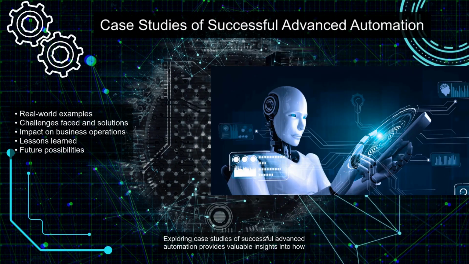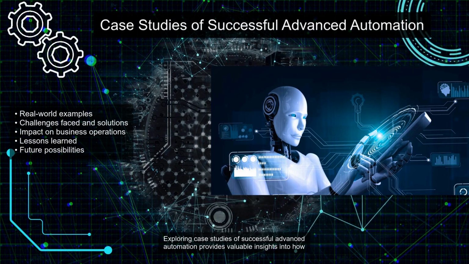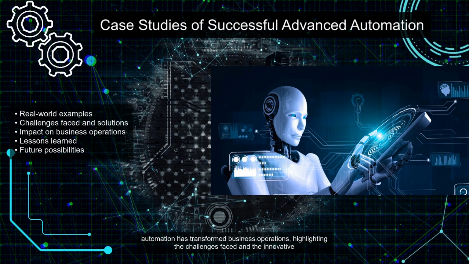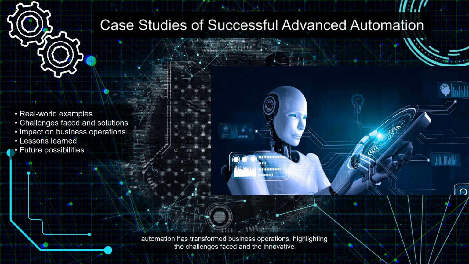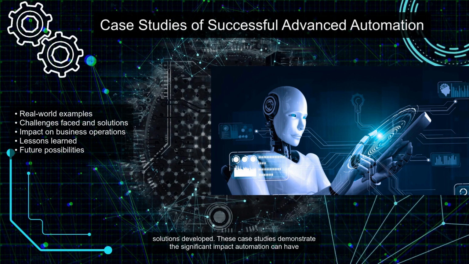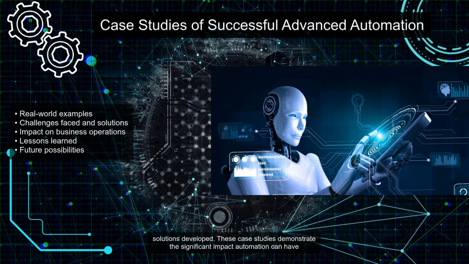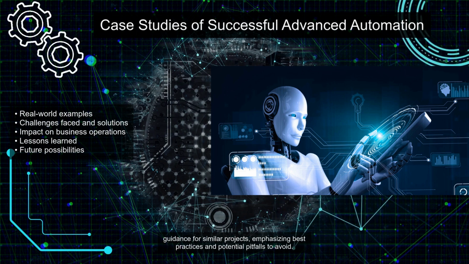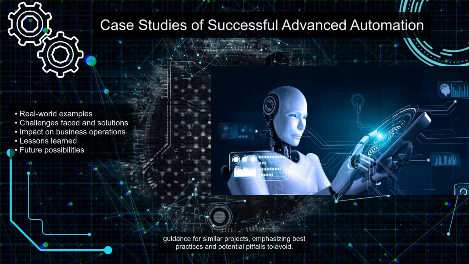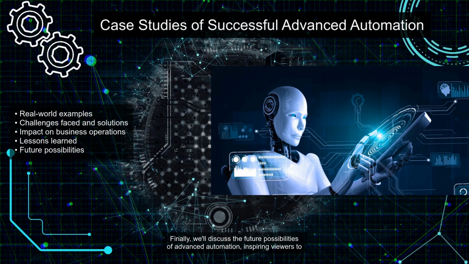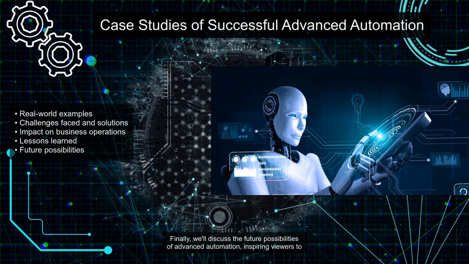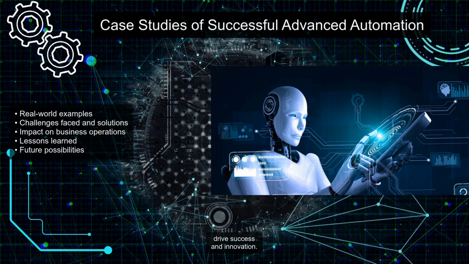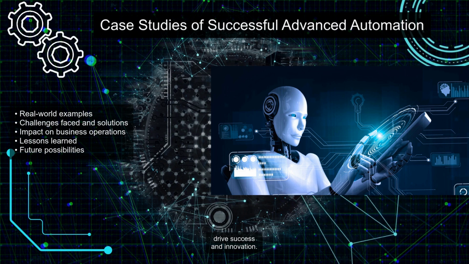Exploring case studies of successful advanced automation provides valuable insights into how Manus AI can be effectively implemented. We'll examine real-world examples where AI automation has transformed business operations, highlighting the challenges faced and the innovative solutions developed. These case studies demonstrate the significant impact automation can have on efficiency, productivity, and cost savings. Lessons learned from these implementations offer guidance for similar projects, emphasizing best practices and potential pitfalls to avoid. Finally, we'll discuss the future possibilities of advanced automation, inspiring viewers to consider how they might apply these techniques in their own organizations to drive success and innovation.